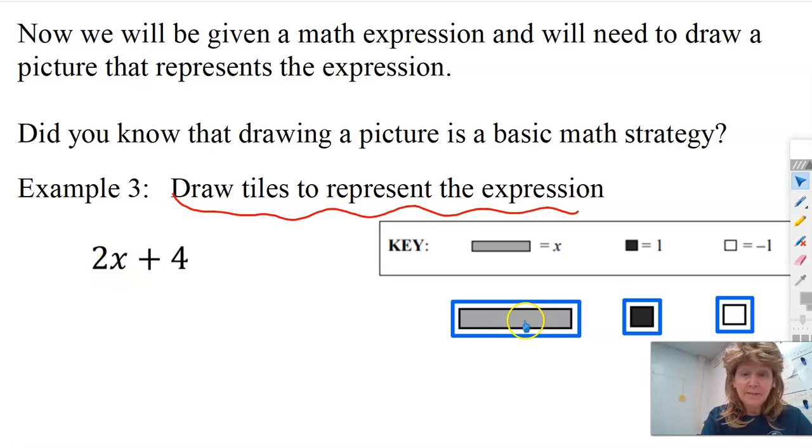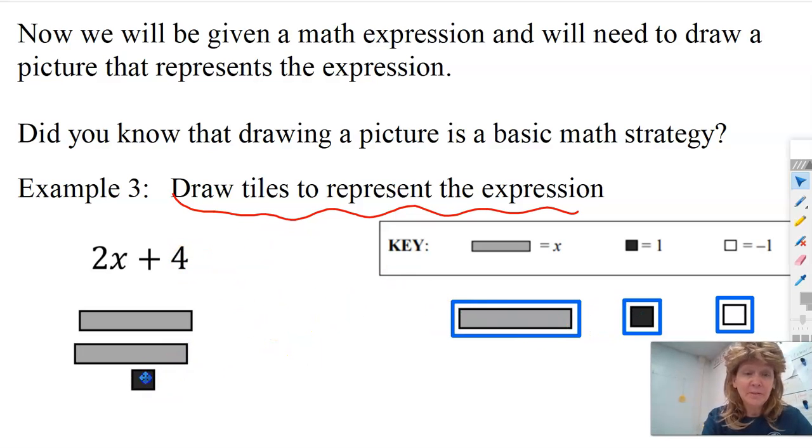So I've got 2 x's. So I'm going to go to my fancy little duplicate machine and make 2 x's. And then I need to make a +4, which is the filled in squares. And I can just put 1, 2, 3, 4. That's a picture that represents the expression, 2x plus 4.